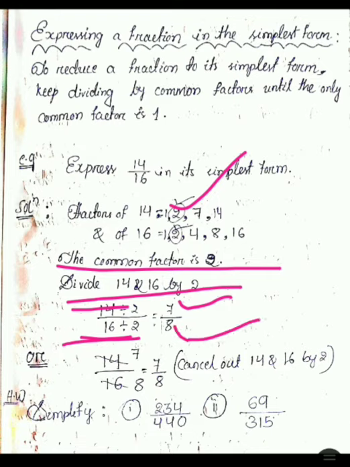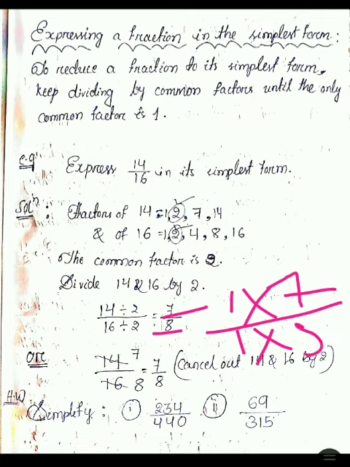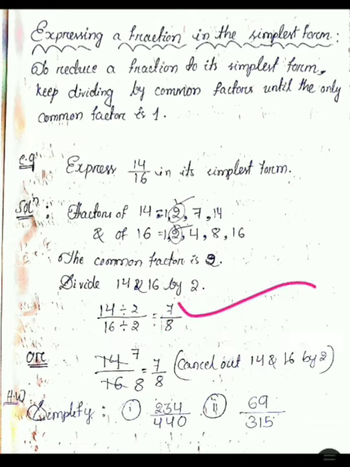Now, 7 by 8. The factors of 7 are 1 and 7, and the factors of 8 are 1 and 8. So here the common factor is 1. This is what the definition says. Until the common factor is equal to 1, you have to divide like this. So students, one easy process is there. If you know the tables, you can find the simplest form of any fraction easily.